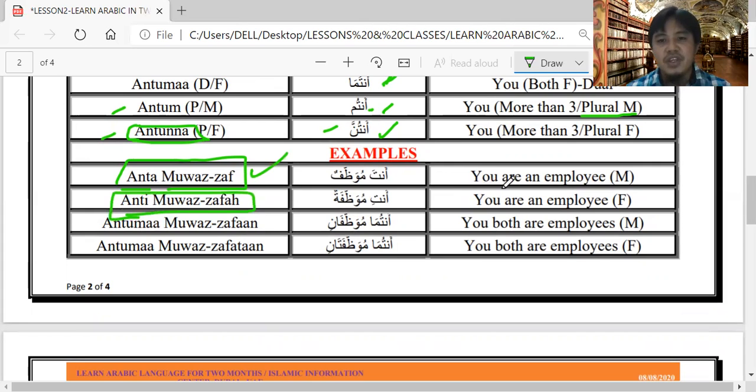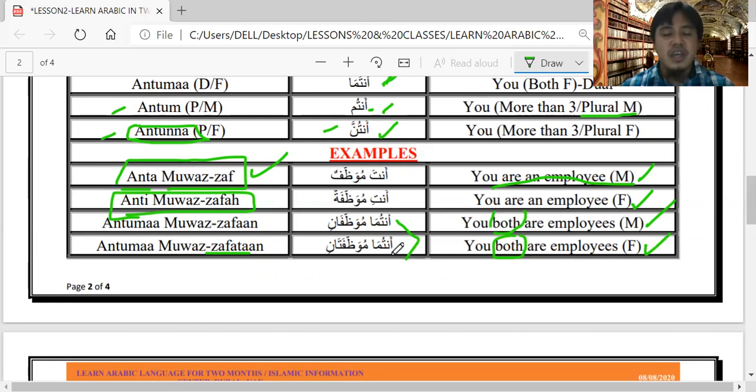Anta muwaddaf, you are an employee, male. Anti muwaddafa, you are an employee, female, okay? Antuma, the same. Antuma muwaddafan for two males. Antuma muwaddafatan for two females. Okay, both. Okay, you can see here.